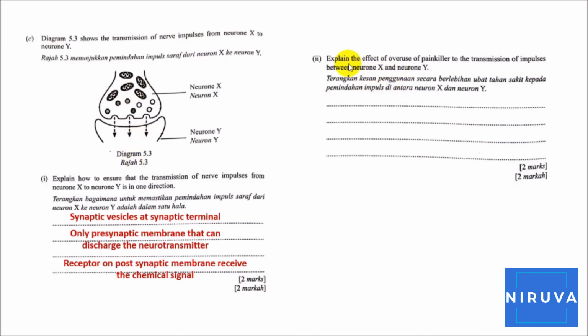And then number 2, explain the effect of overuse of painkillers on the transmission of impulses between neuron X and neuron Y. Okay, the effect of painkillers will stop or reduce the release of neurotransmitter across the synapse, and it will slow down the transmission of nerve impulses.